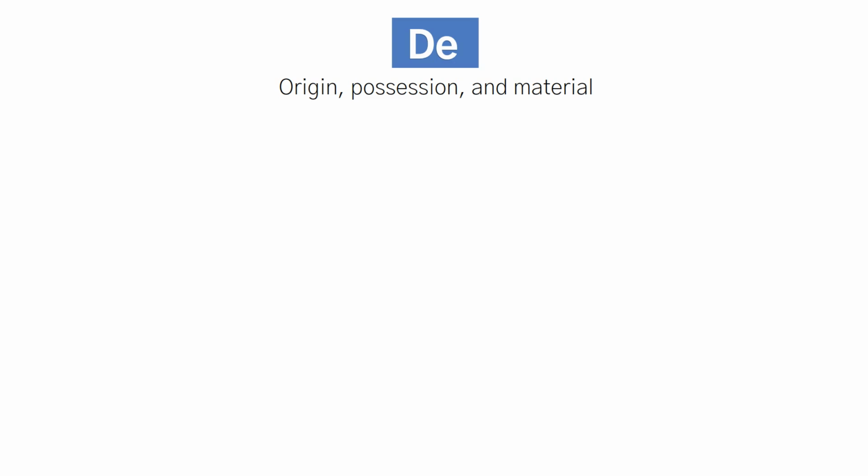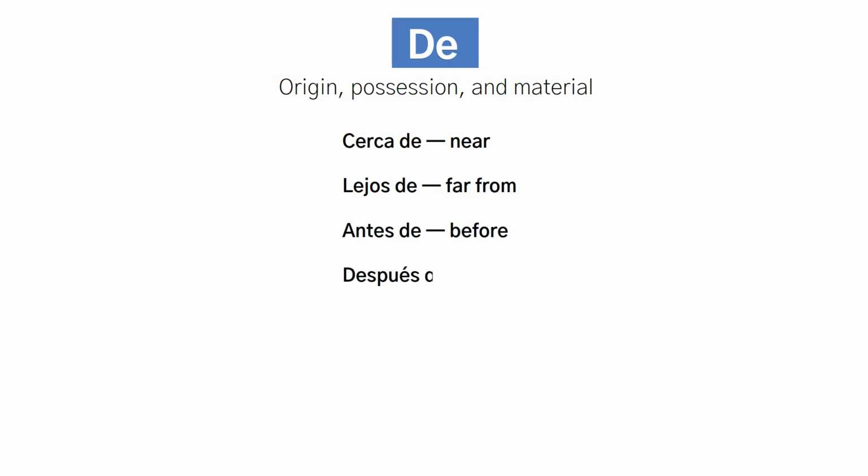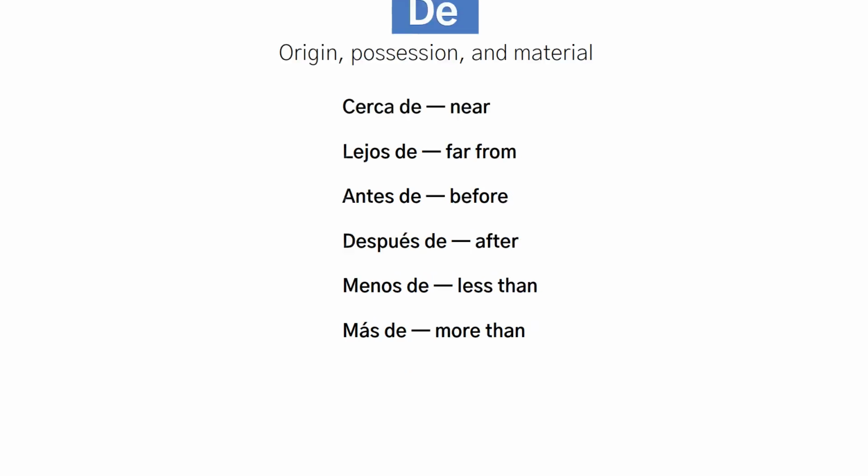Cerca de means near. Lejos de means far from. Antes de means before. Después de means after. Menos de means less than. Más de means more than. When you learn these phrases, learn them with de already attached. They function as units. Con means with.